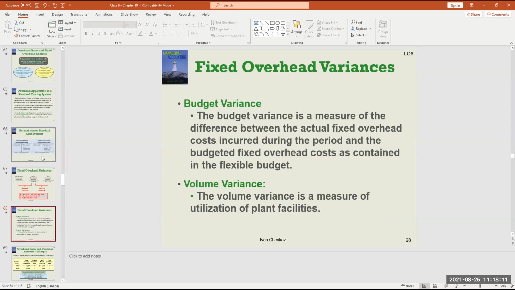Now the budget variance. The budget variance in this case simply shows the difference between the actual fixed overhead, which happened during the period, and the budgeted fixed overhead. On the volume variance, that's a completely different story. Volume variance has nothing to do with the spending. The volume variance doesn't show you how much you overspend or underspend, because that's a fixed overhead. The volume variance is going to show you how much you are utilizing the capacity, or the plant facility, that you have available.